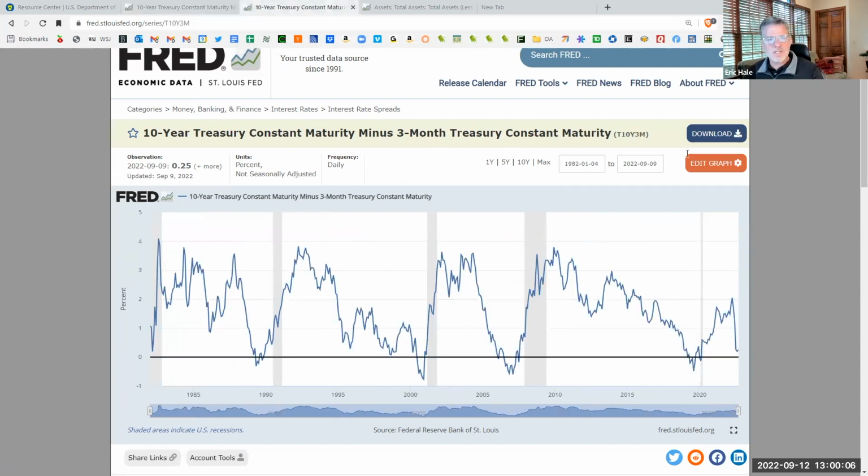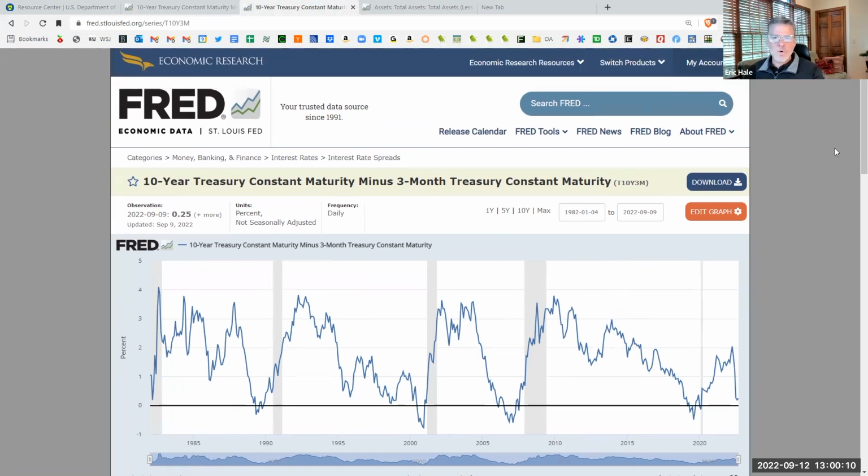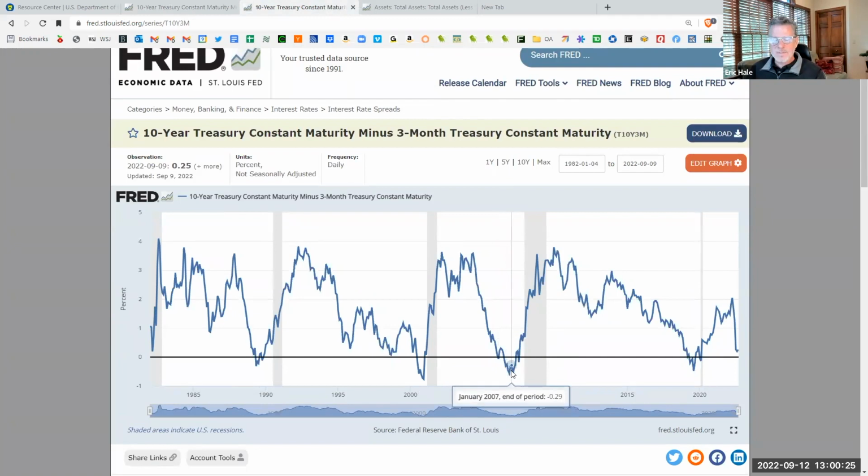I don't think the 10 and 2 is the important one. I think the 10 and the 3 is, and it's more than just my opinion. There's actually data that support this. But what we're looking at here is when we do see an inversion of the 10 and the 3, it means that the yield on short-term bonds is higher than long-term bonds, which is not usually the case.